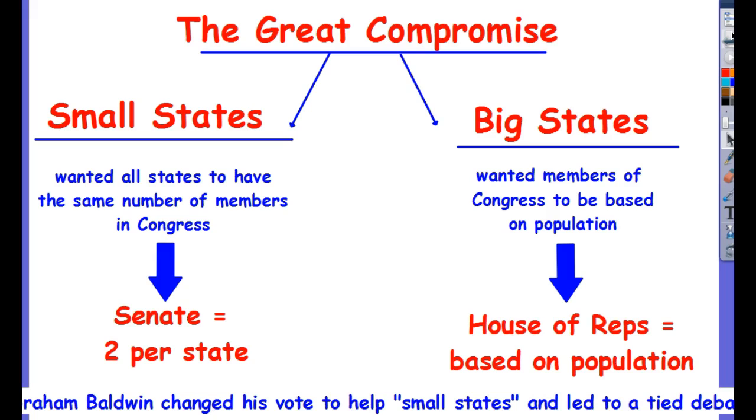Well, this ultimately led to the Great Compromise, which really helped us because we now have a bicameral legislature. Congress is split. In the Senate, every state gets 2 senators, so there's 100 total. Every state has a certain number of representatives in the House of Representatives because that's based on population. The more population, the more representatives you have.